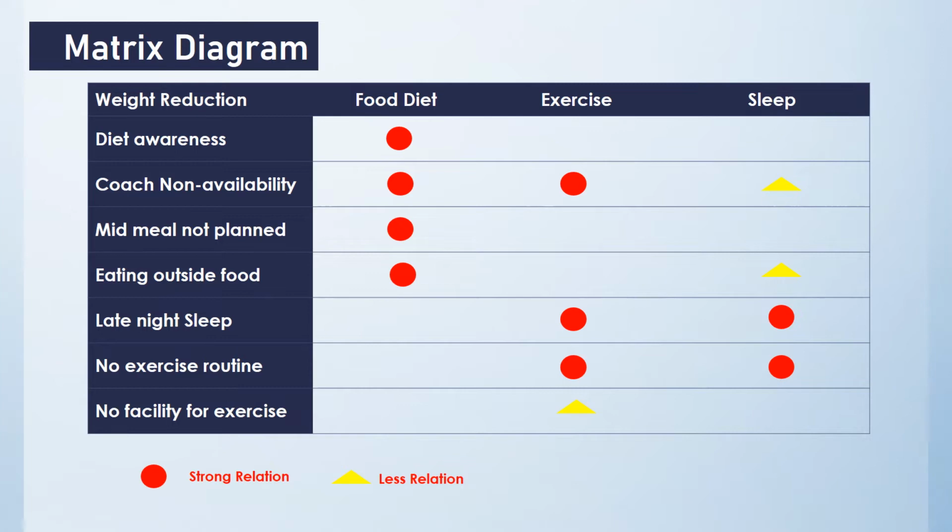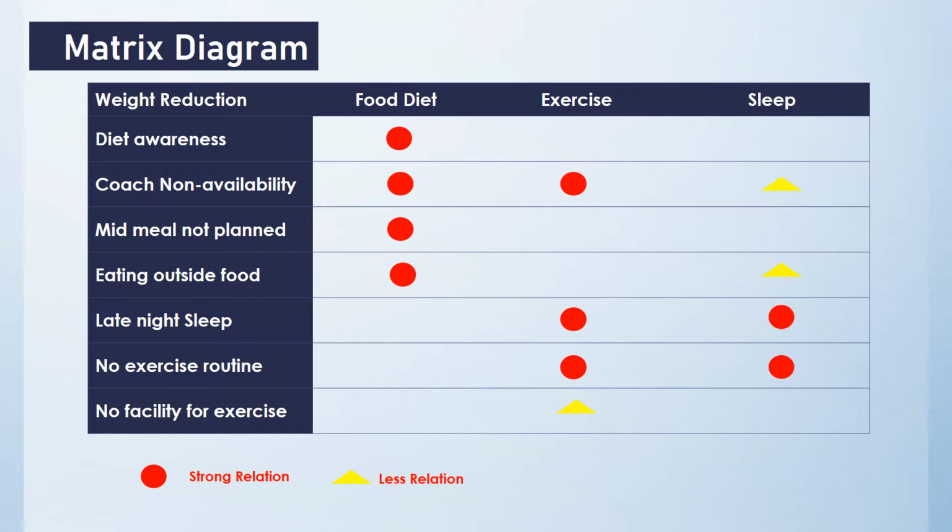You can just see this particular example here. Diet awareness is strongly correlated with food diet and coach non-availability. There is no coach for him, so that is a strong relationship with the food diet, because he is not aware of the food diet, food charts and foods to be followed. And for exercise also, without a coach he is untrained. And sleep has a very weak relationship with the coach non-availability factor.